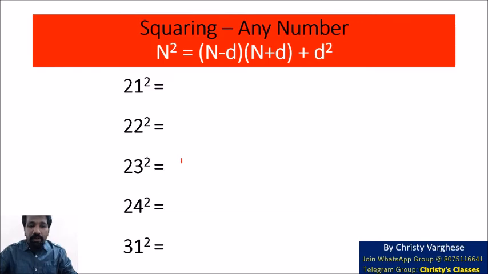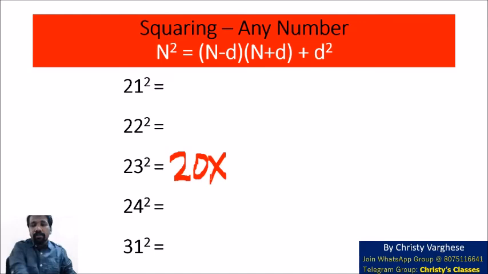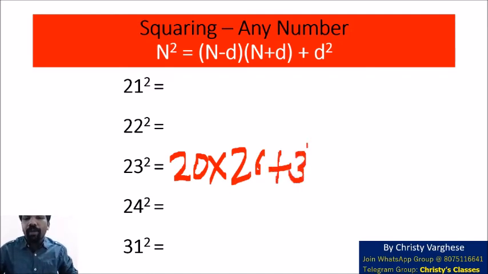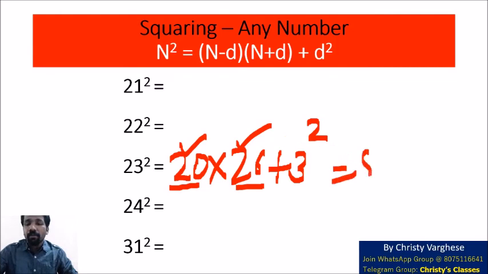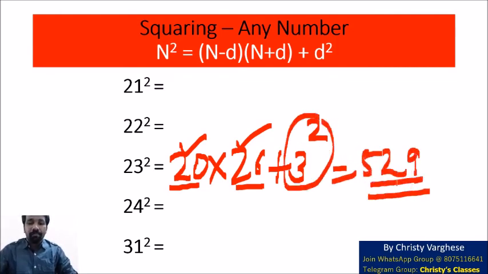Then go for 23 square. 20 into 26. Yeah, I will check the doubts after some time. Otherwise, checking the phone and laptop will be confusing. So 20 into 26 plus 3 square, because you subtracted 3, so you add back 3, plus 3 square as a compensation. 20 into 26 is what? 26 double is 52. 520 plus 3 square, 9. 529 is the answer. Getting the point?